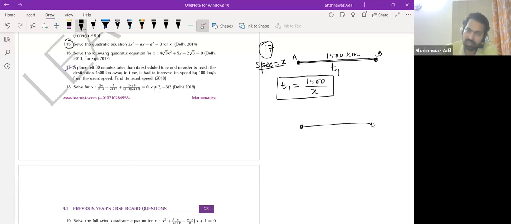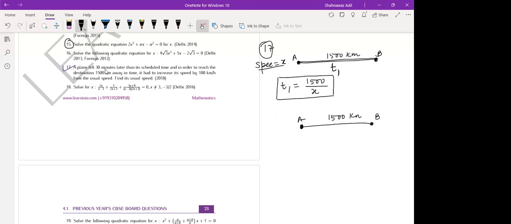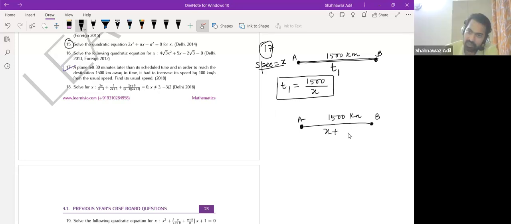Due to some reason, the aeroplane started 30 minutes later. So now the distance is the same, but to cover up this time, we had to increase the speed. So what was the speed? x. Now it is x plus 100 kilometers per hour. Right, so this is the new speed.